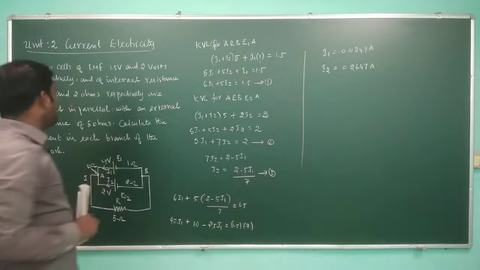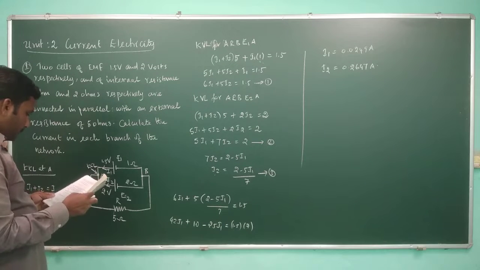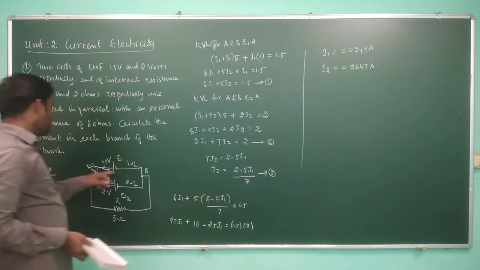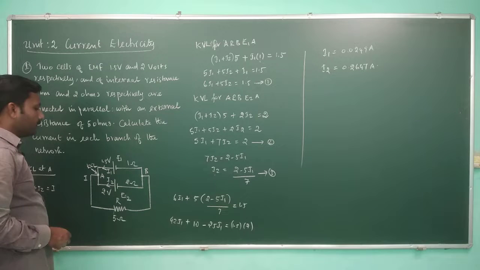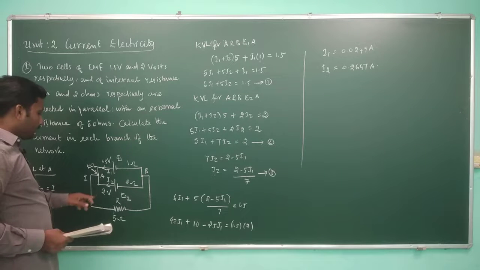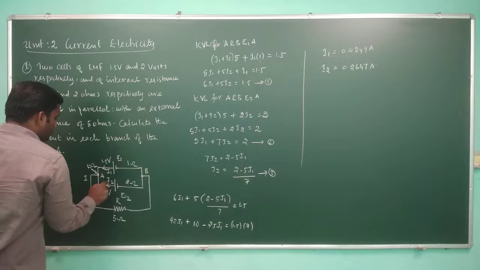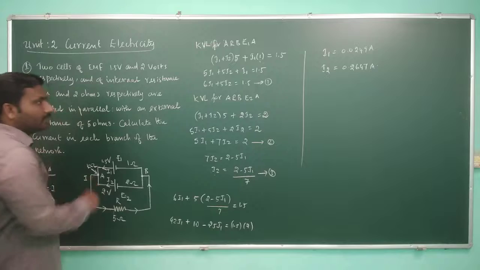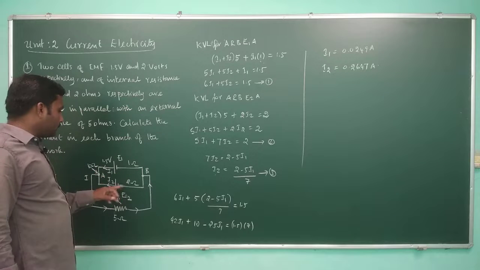So if you are asked to calculate the current in each branch of the network, this is the current through battery 1 and this is the current through battery 2. Next, what we have to calculate is the current through the resistance. In this, the current is flowing in this direction. Hope you remember: the current through the battery E1 and the current through the battery E2.